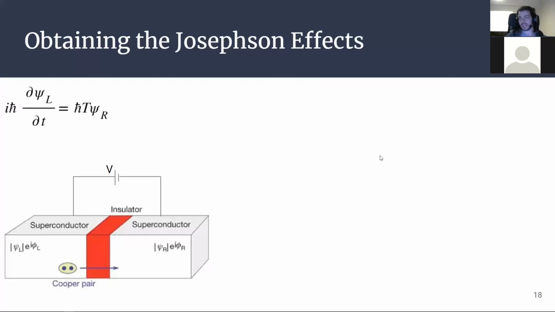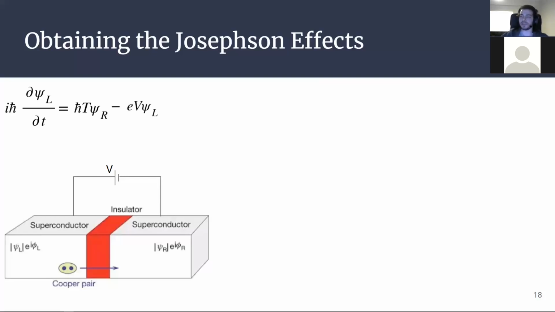So here, what do we have? We have the change of the wave function on the left with respect to time. If we let t be the tunneling rate of the Cooper pairs, then they should be equal if you don't apply any voltage, right? The change on the left should be how many Cooper pairs are coming from the right. Perfect. But if we have voltage, then the expression should change.